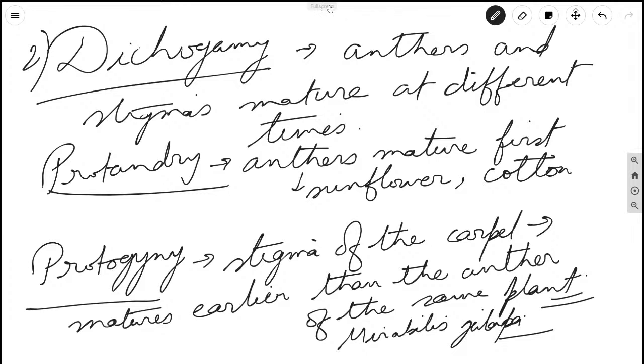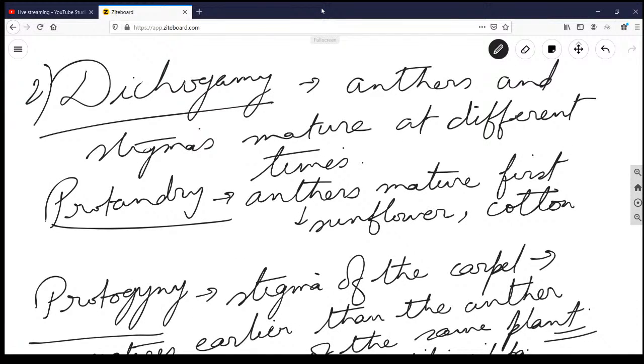So like this, many types of adaptations are present. In the next class we will talk about the rest of the adaptations, and then switch to post-pollination events, the development of endosperm and the embryo development.